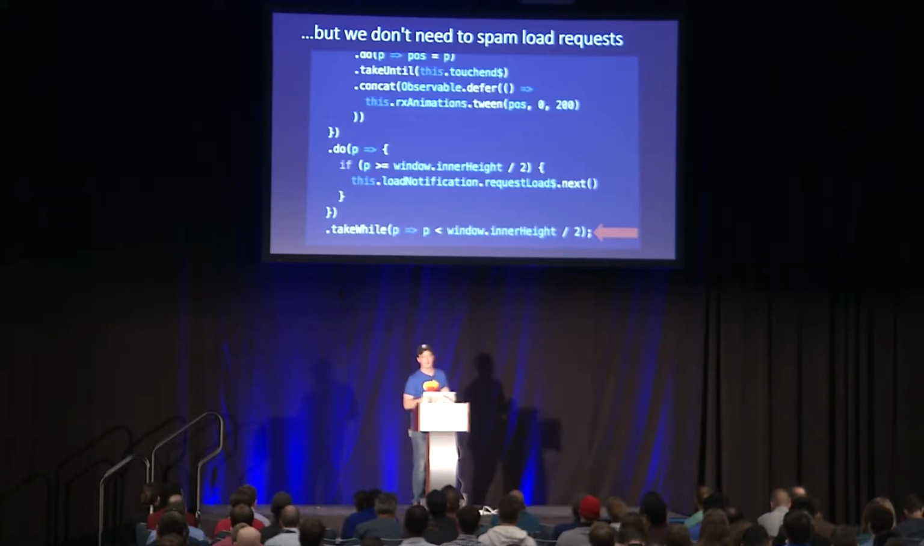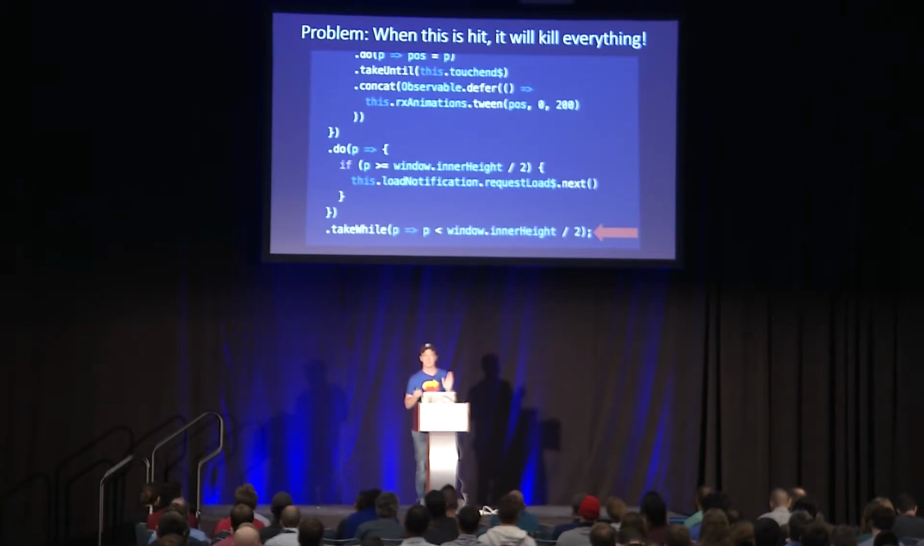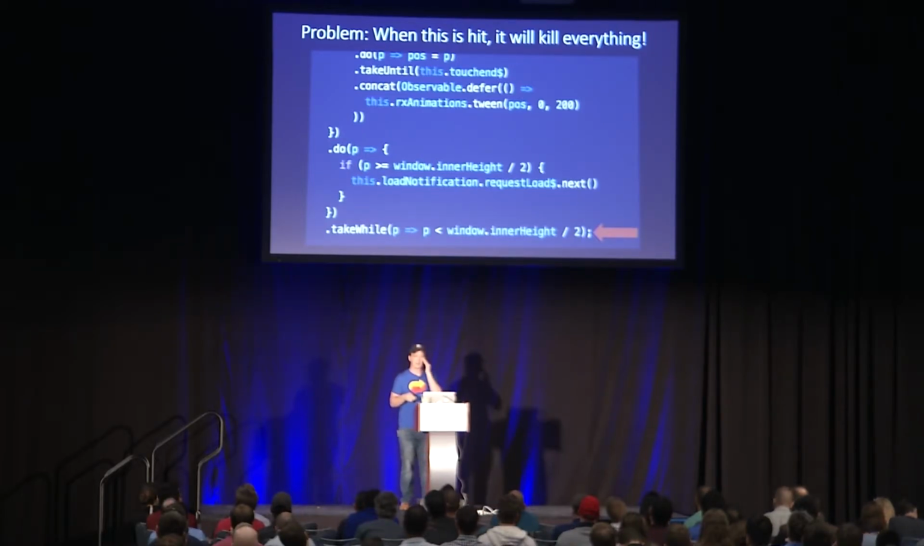There's a little problem with this, though. That means when you get past that distance, it's going to kill the whole observable. It's going to say, oh, I'm only taking these values while you're above this. As soon as you're past that, I'm done taking the values. I'm going to complete myself, and that's it. So what do you do? That's a crazy problem. It's like, oh, I wrote all this stuff. It's all perfect, but now it's killing itself every time I get past half the screen. How do I solve that?